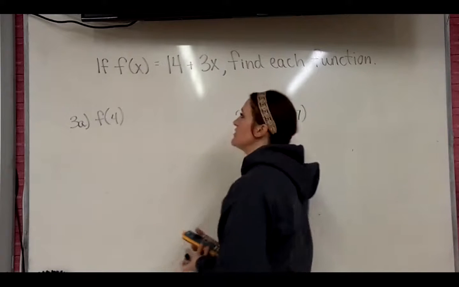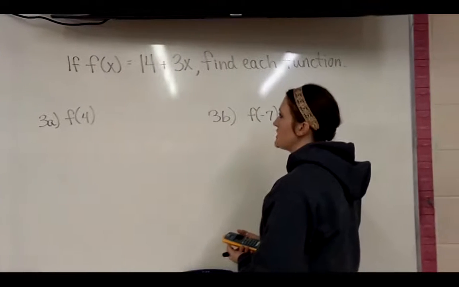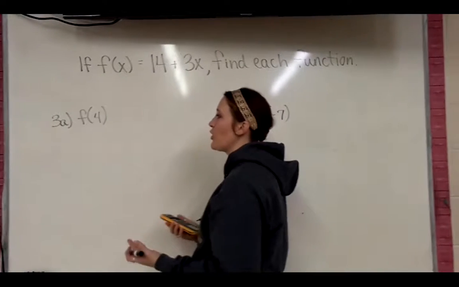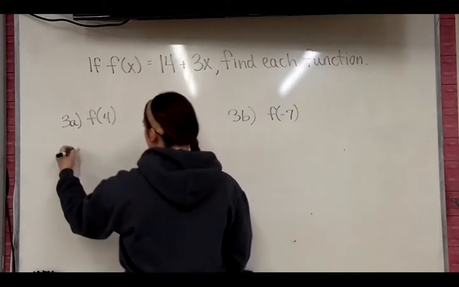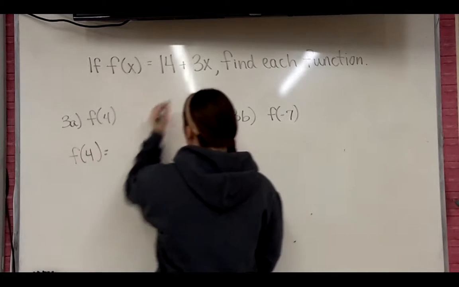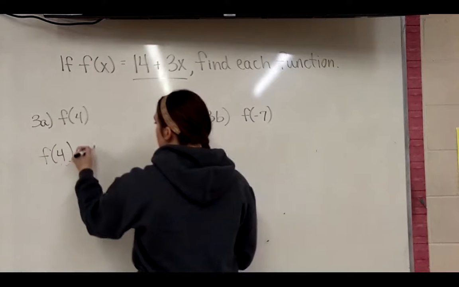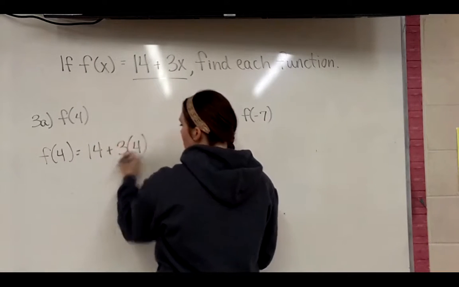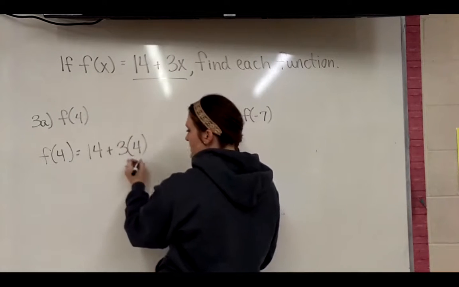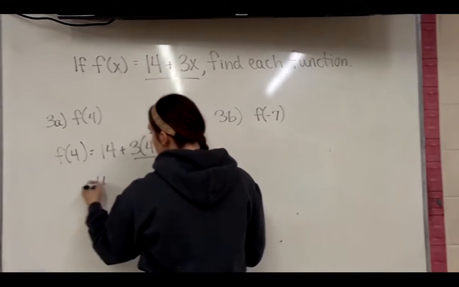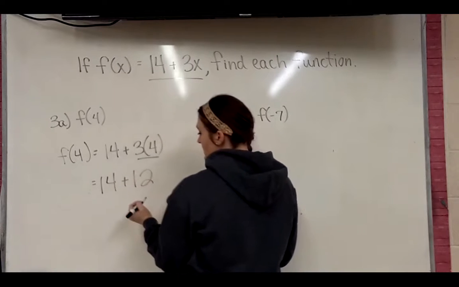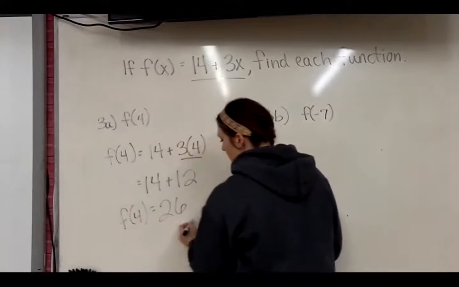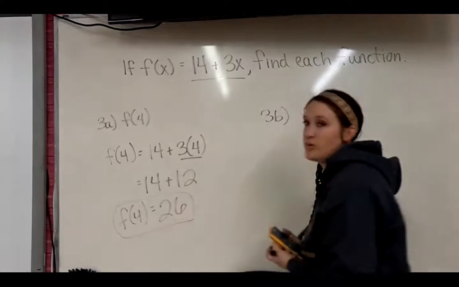On the last examples, it says if f of x equals 14 plus 3x, find each function value. On 3A, it says f of 4. Remember, all that means when we do f of 4 is that anywhere you have an x in that function, you now have a 4. That means 3 times x, so I now have 3 times 4, and now we just simplify. 3 times 4 is 12. 14 plus 12 is 26. So f of 4 equals 26. That's all you have to do on that.